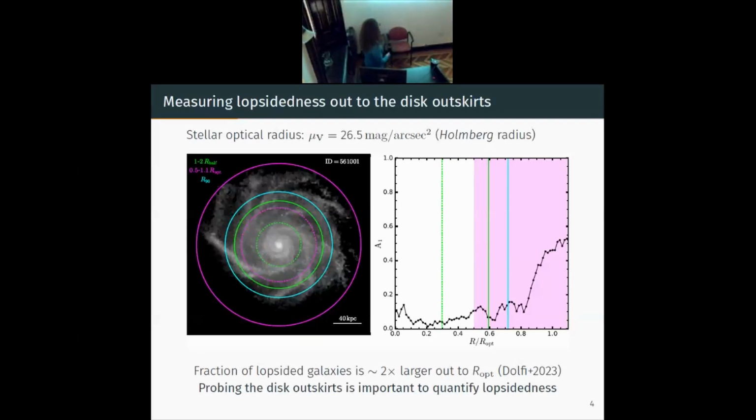In fact, here we see that if we extend the measurements out to, for example, the optical radius of the galaxy, we can probe the disk outskirts. We find that if we use a radial range similar to observations in the simulations, we recover a similar fraction of lopsided galaxies. But when we reach out to the optical radius, we recover a much larger fraction of lopsided galaxies.